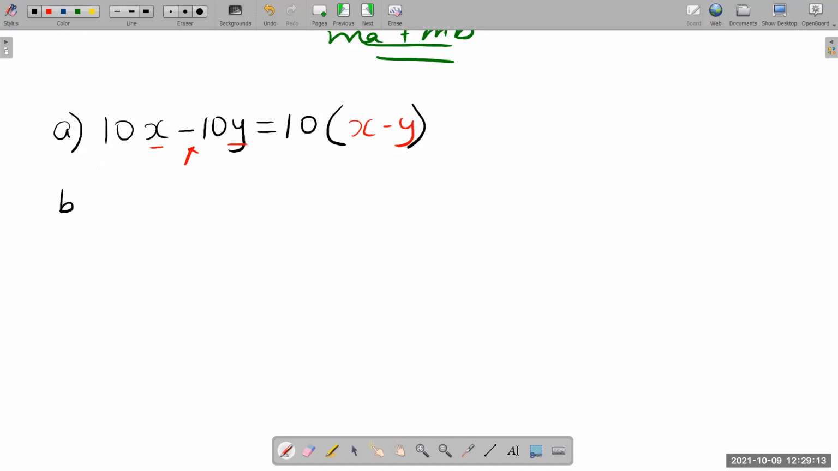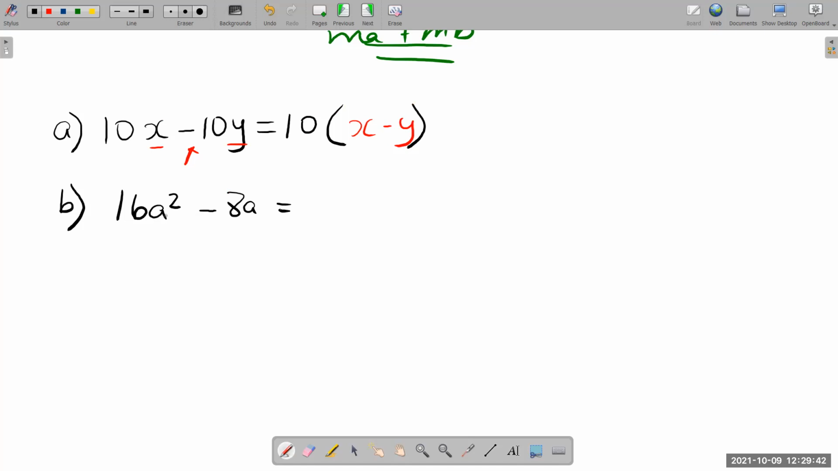Let's look at another example, B. Let me use a smaller number. Let's use 16a squared minus 8a. No, this is a tricky one now. Does 16 and 8 have any numbers in common?